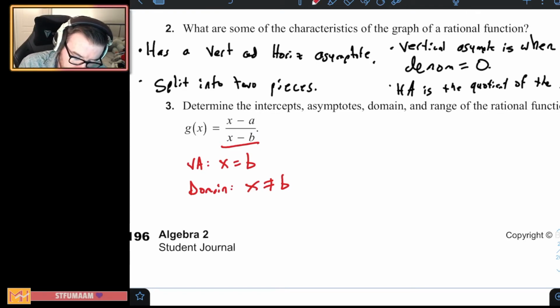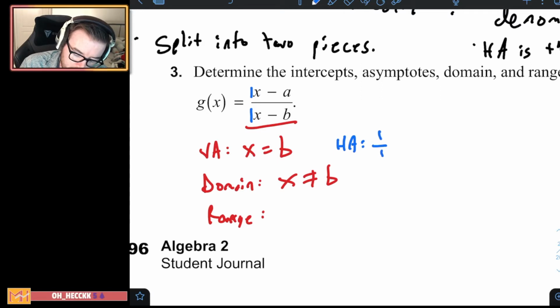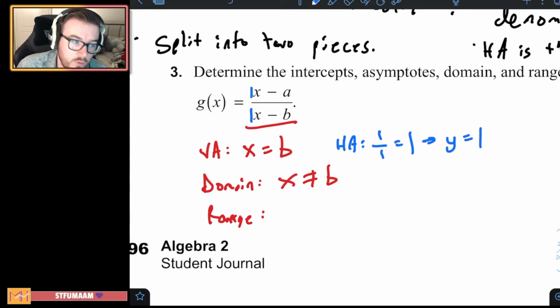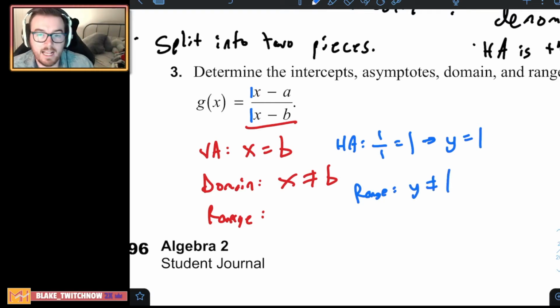Our range, well, in this situation, what are the coefficients on our variables? 1 and 1. What is 1 divided by 1? It equals 1, right? So our horizontal asymptote is at y equals 1. And that means our range can't equal 1 because there is an asymptote at 1. Asymptotes are where your function can't be.